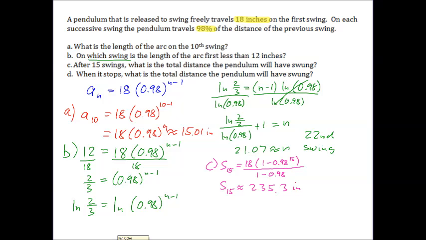And last but not least, part D. When it stops, what is the total distance the pendulum will have swung? When it stops means when we go all the way to the end, and we are essentially now using an infinite sum. So the infinite sum of this pendulum is 18, a sub 1, over 1 minus r, and that is exactly 900 inches.